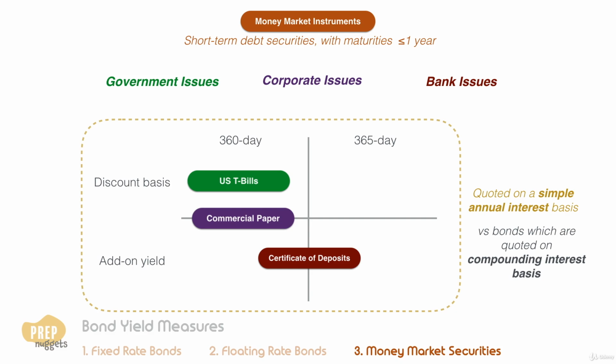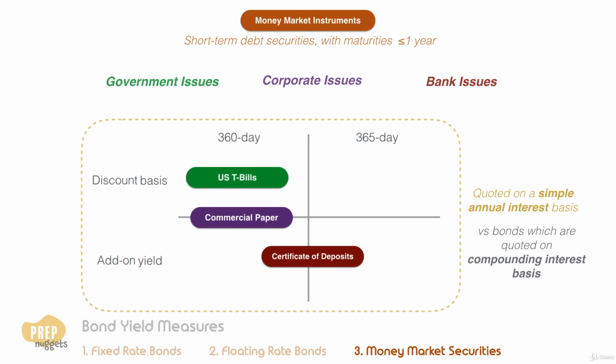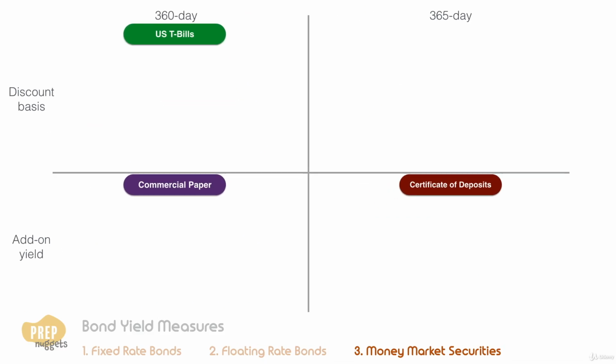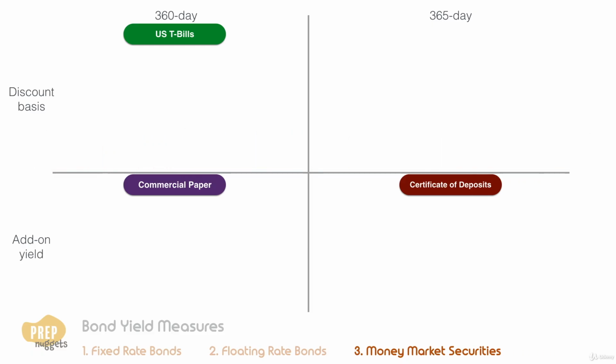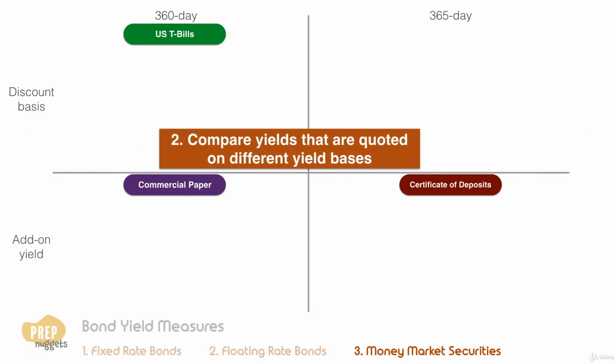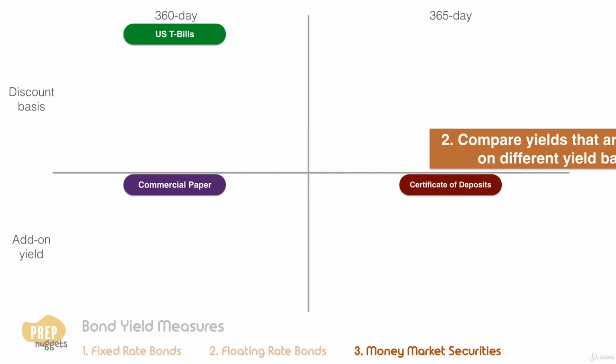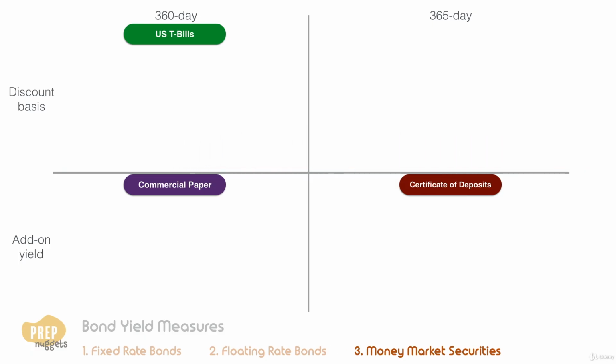This is one of the major differences that distinguish money market instruments from bonds, which are quoted on a compounding interest basis. Using each of these types of instruments as examples, we shall learn how to calculate the actual payment given its quoted interest or yield, and to compare the yields on two securities that are quoted on different yield bases.